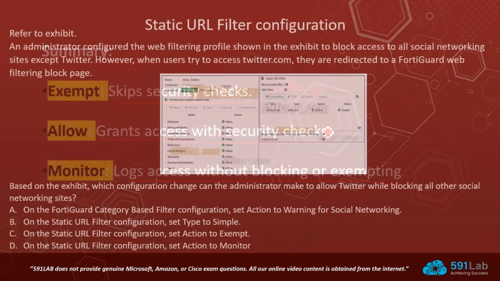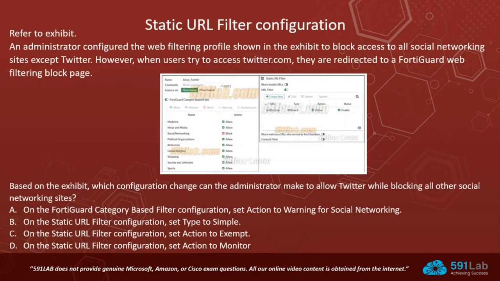Okay, let's find out the correct answer from this question. Answer A. On the FortiGuard category based filter configuration, set action to warning for social media. No, this answer is incorrect because the twitter.com needs to be allowed. Hence answer A is incorrect. Answer B. On the static URL filter configuration, set type simple. Okay, this is not the full answer.